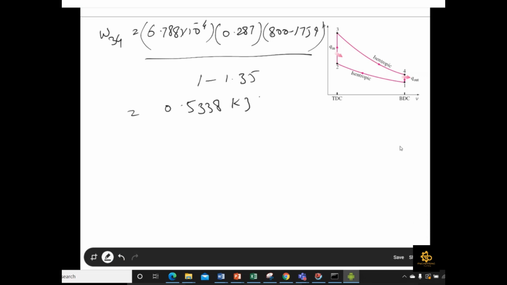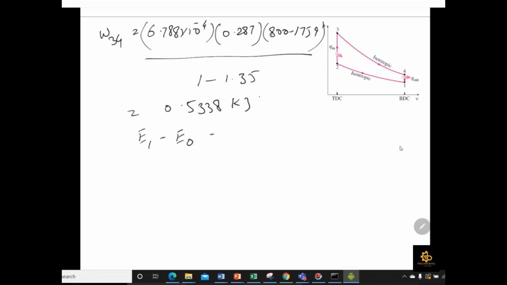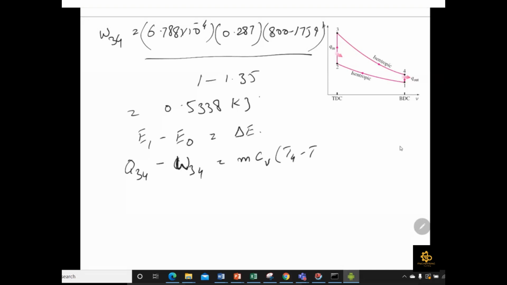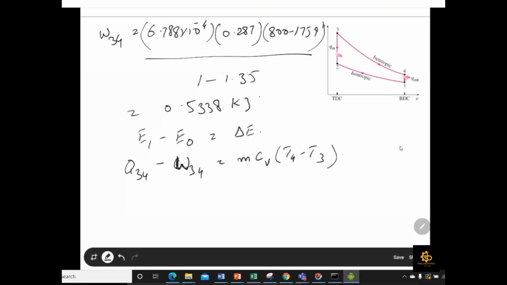Okay, so now what we have to do is we also have to find the Q associated with your polytropic process. So how to find that Q, which is Q34? We have to apply the energy balance equation for your process 3 to 4. As you know, E in minus E out is equal to the change in energy of your system. Okay, so here for this one you know that this is Q34, and your W34 is also there, and this is equal to m Cv (T4 minus T3). This relation we already know is equal to the change in internal energy. This comes from your previous lecture.